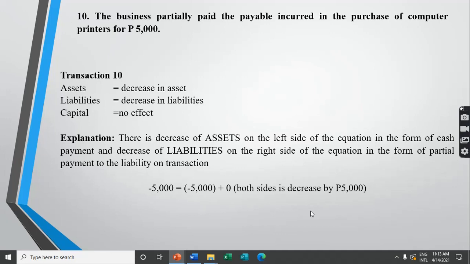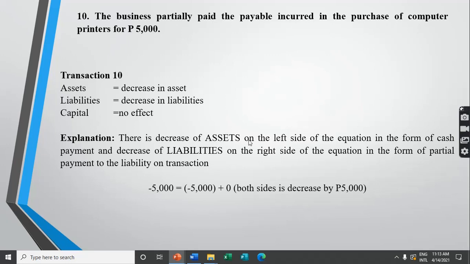Number 10. The business partially paid the payable incurred in the purchase of computer printers for 5,000. So, business daw nagbayad ng kanyang utang pero partial payment lang. Dun sa pinurchase niya noon na computer printers. Magkano yung amount na binigay niya? 5,000 lang. Okay? So, kapag nagbayad ka naman ng utang mo, nabawasan na naman yung asset mo.